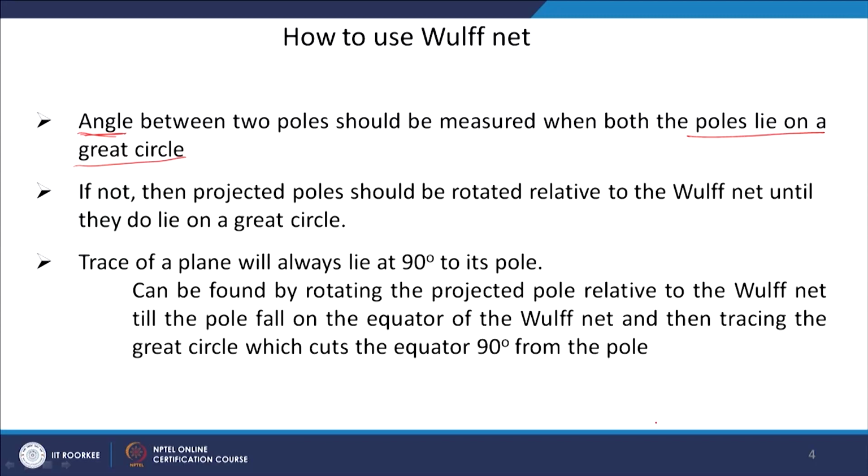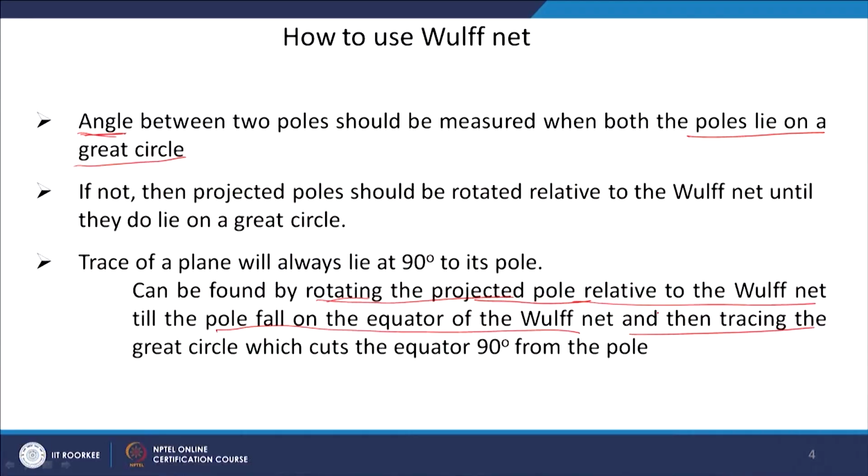Okay. So, again to do that, basically we will be rotating the projected pole relative to the Wolf net, and the rotation will continue till the pole falls on the equator of the Wolf net. So, I have to bring the pole on the equator of the stereographic projection, or of the Wolf net, and then trace the great circle which cuts the equator 90 degrees from the pole. From language it may not be very clear to you right now, but when we do it, it will be clear how I can use the Wolf net to find out the trace of a particular pole.